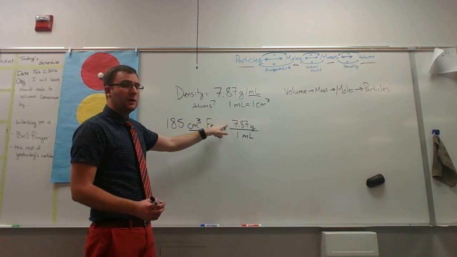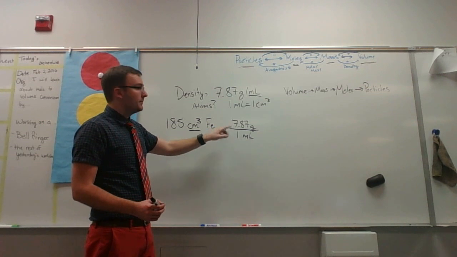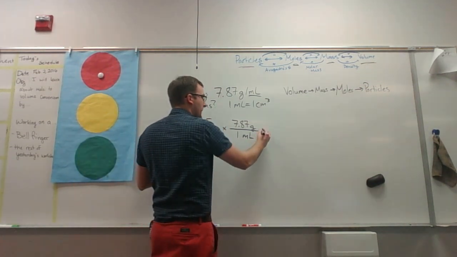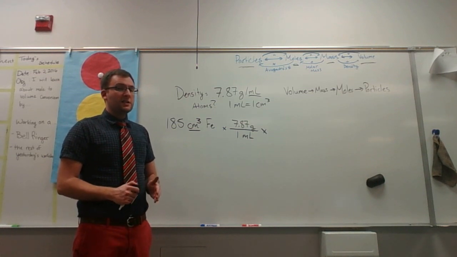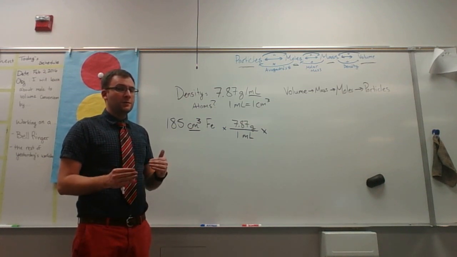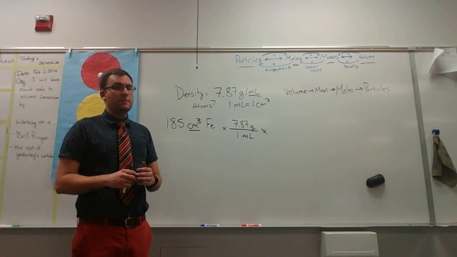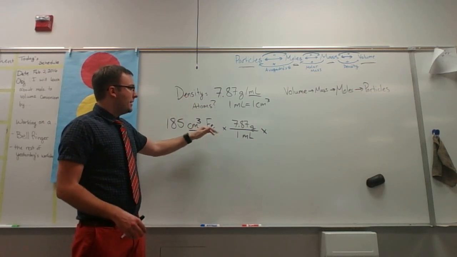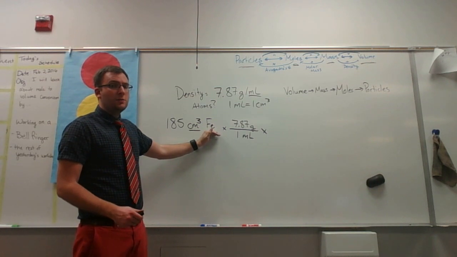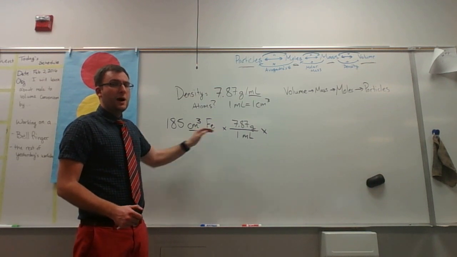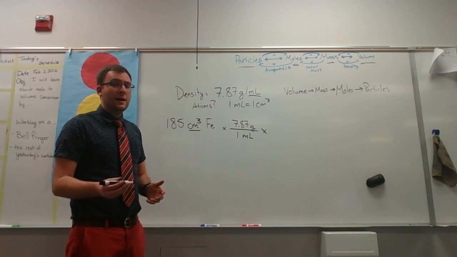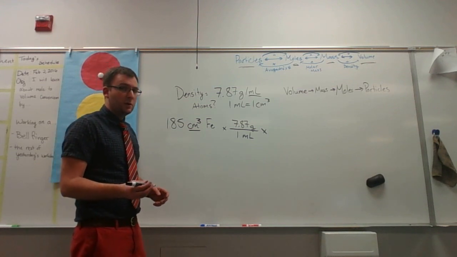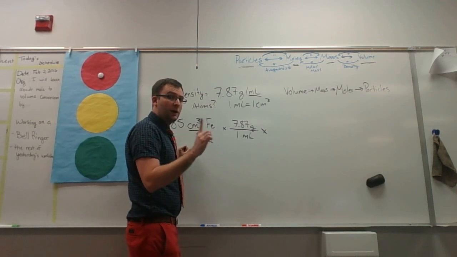185 times 7.87. Then I'm going to go to my next conversion. Now my next conversion is between mass and moles. In order to convert between mass and moles, I need my molar mass. In this case, I need the molar mass of iron. I'm just going to look at the periodic table, and the periodic table tells me that it's 56 grams per mole, okay, per 1 mole.